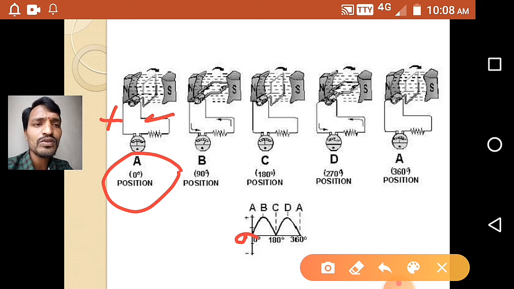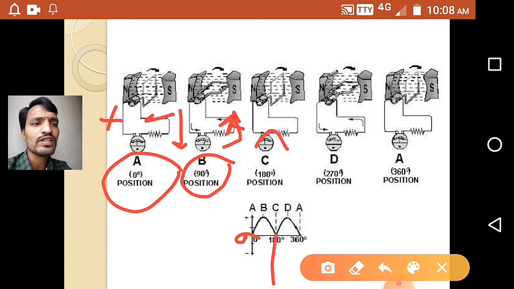Coming to position B, you can observe the incoming current is entering from the positive terminal, okay. The outgoing current is leaving from the negative terminal, okay. Here the maximum current is obtained at position B. Now coming to position C, here again there is no induction of EMF. So at position C, we are getting 0 induced EMF.